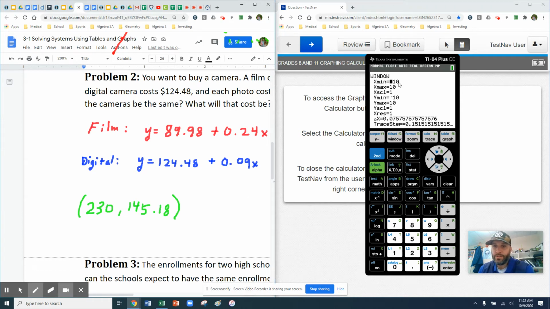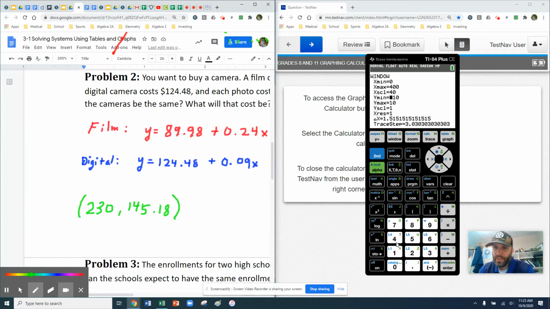The window right now goes from an x min of -10 to an x max of 10. In some situations like this, we're never going to use negative numbers, so we can make our x min 0. Now I already know the solution is going to be 230 for my x, but maybe I didn't know that, so maybe I'm just going to estimate and I'll put maybe 400 pictures. So I'm going on my x-axis from 0 to 400. And then for my scale right now I'm counting by ones. Maybe I want to count by 40s. So I have 10 intervals between 0 and 400.